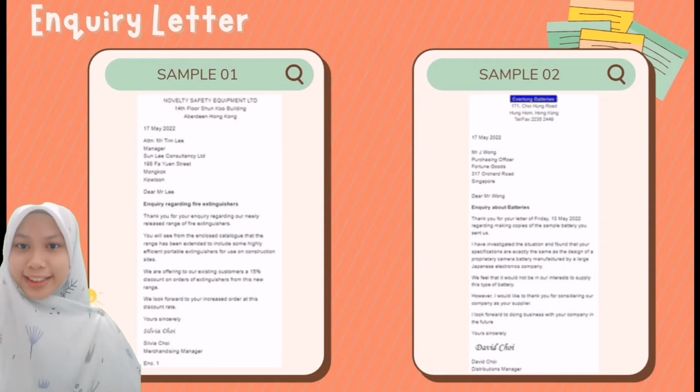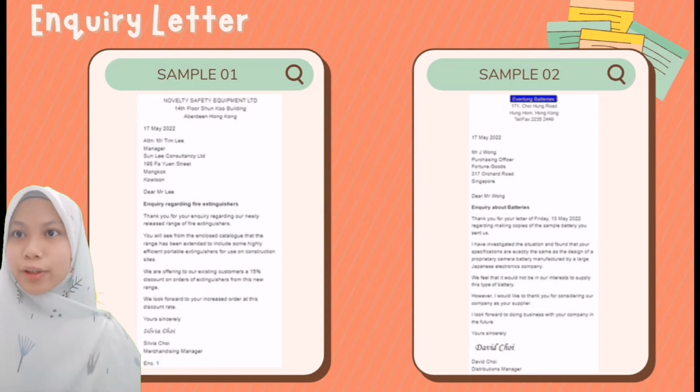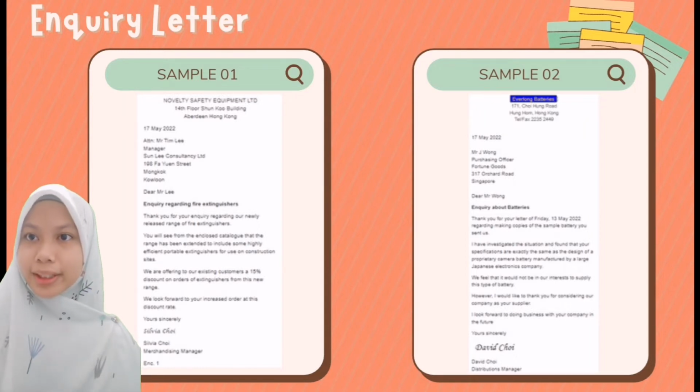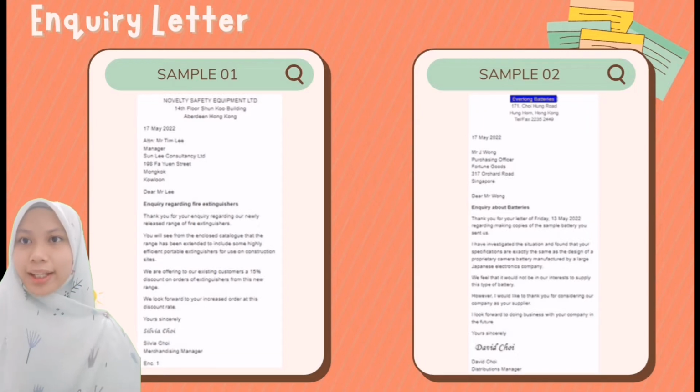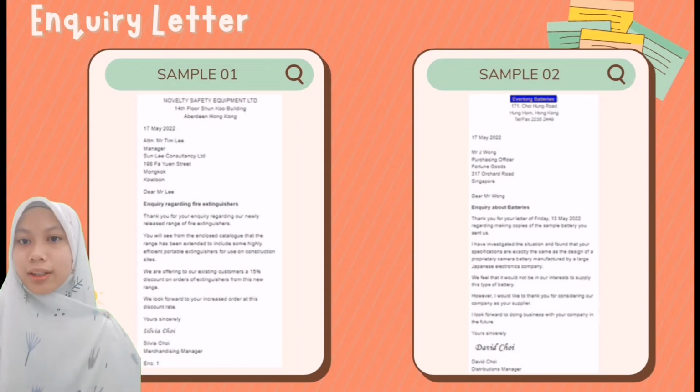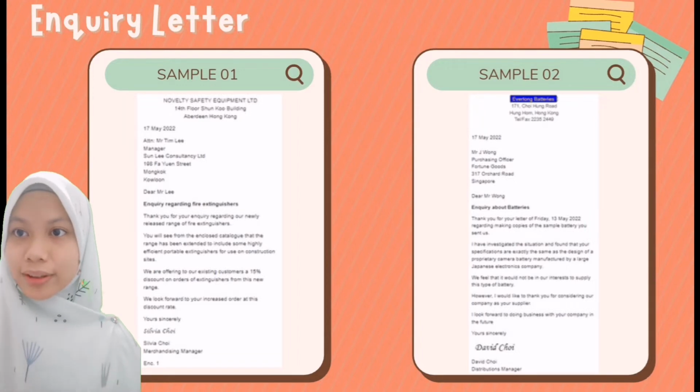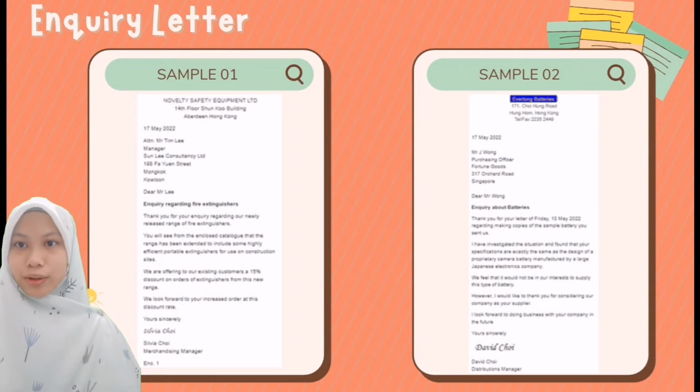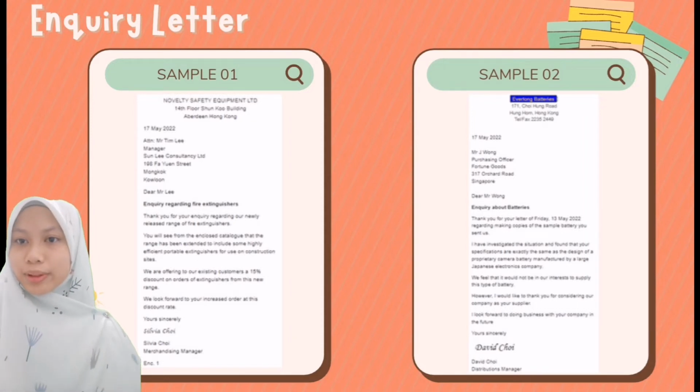As we can see in sample 1, it starts with the company they come from, which is Novelty Safety Equipment, then continues with the address, then the date, then whom they want the letter to be received by, which is Mr. Tim Lee, the manager of the company Sun Lee Consultancy. And then it continues with the subject title and the response.